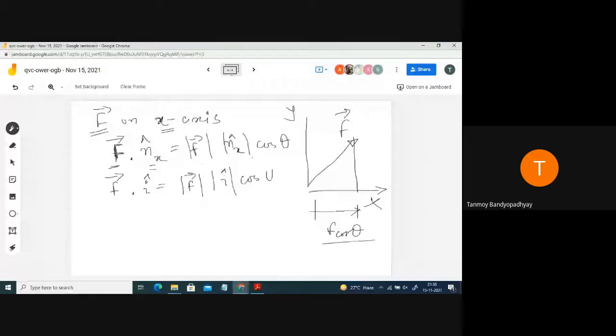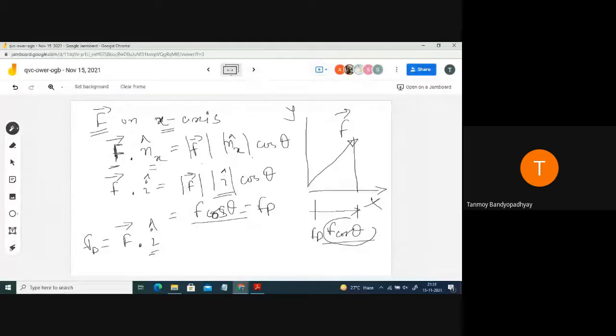So what is this one? Magnitude is 1. So I am left with f cos theta. Whenever you have to find out the projection of a force, f cos theta is actually the projection fp. So what you do is take the force dot a unit vector in the direction where you need to find out the projection. Clear? So let us do f dot i cap.